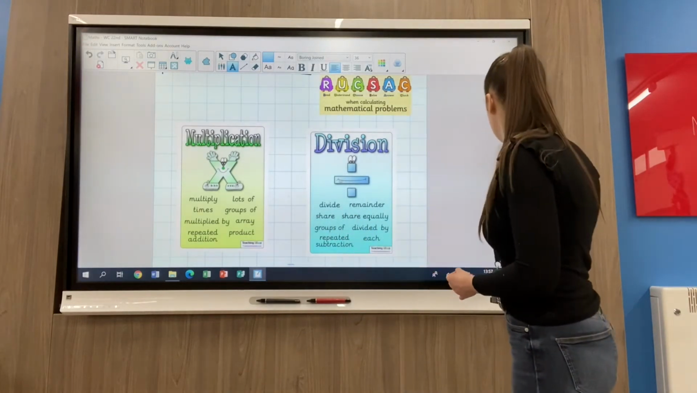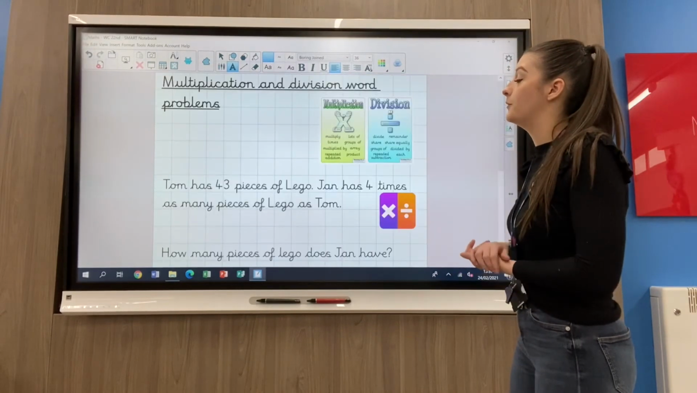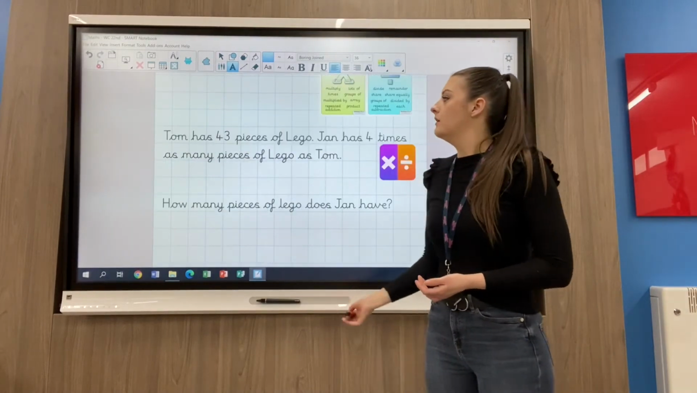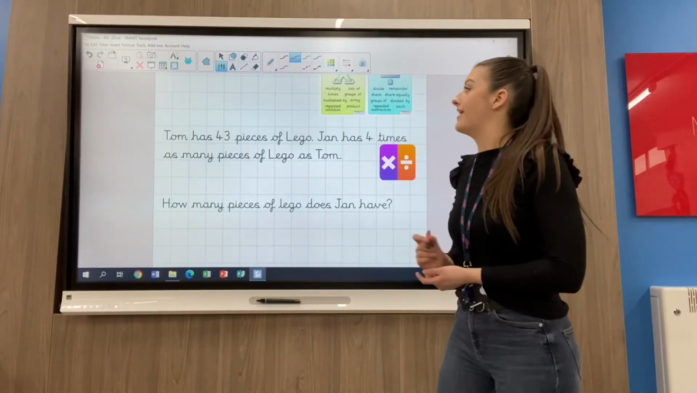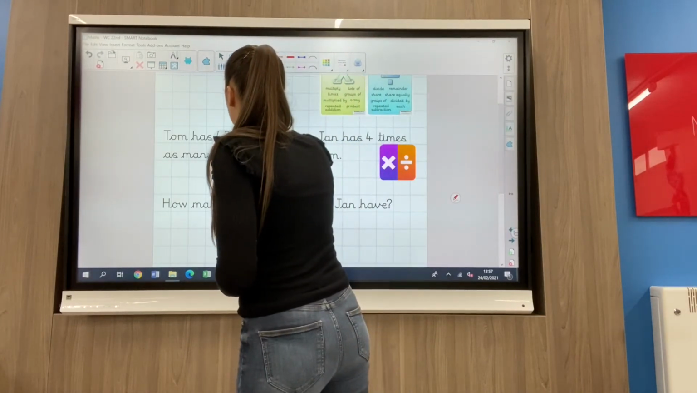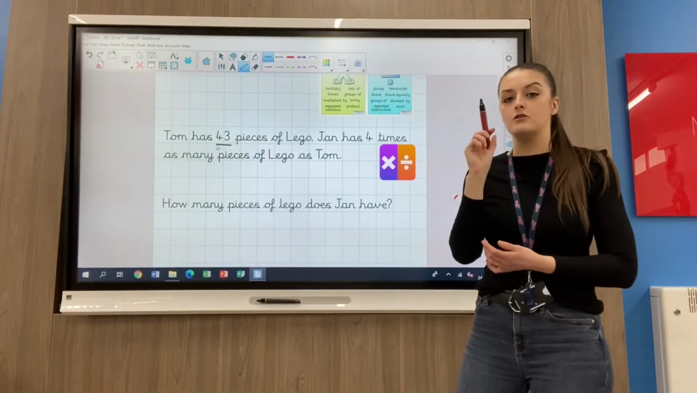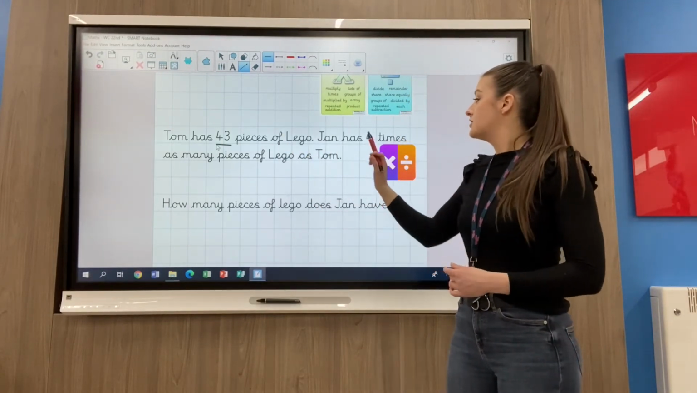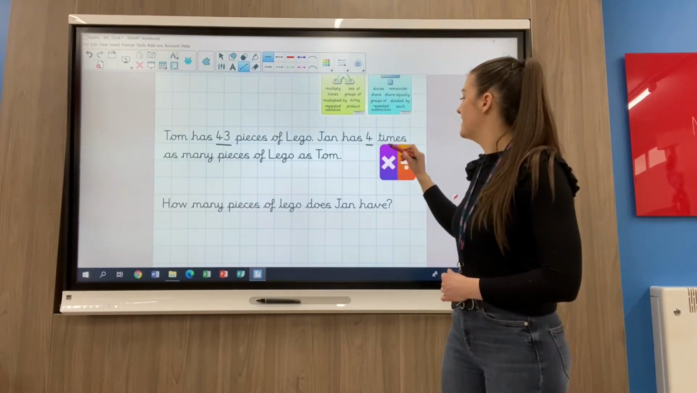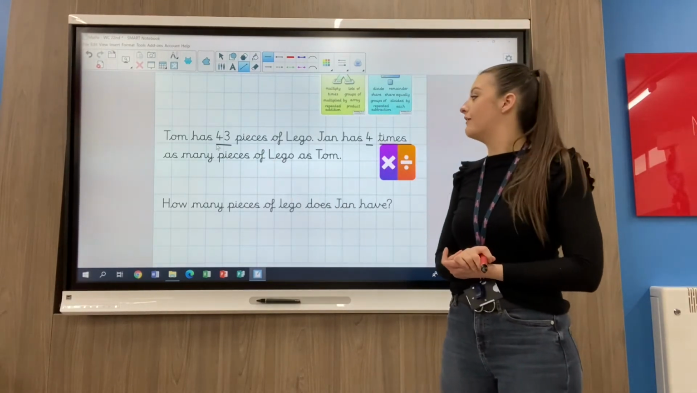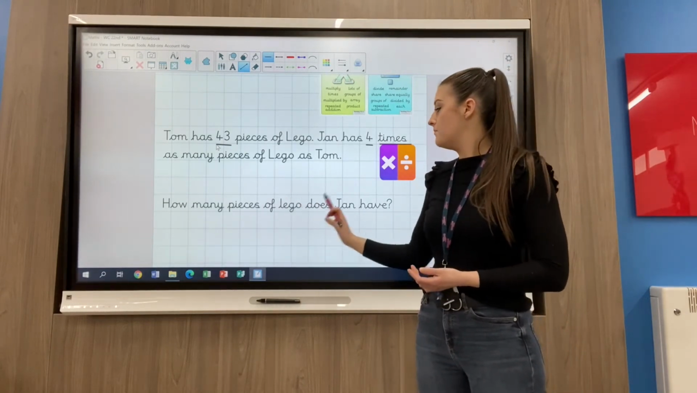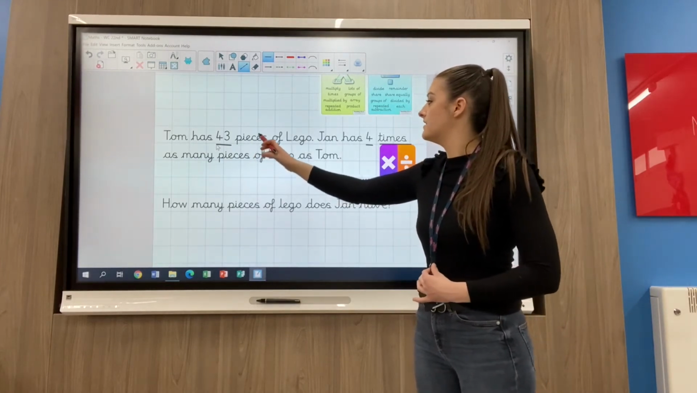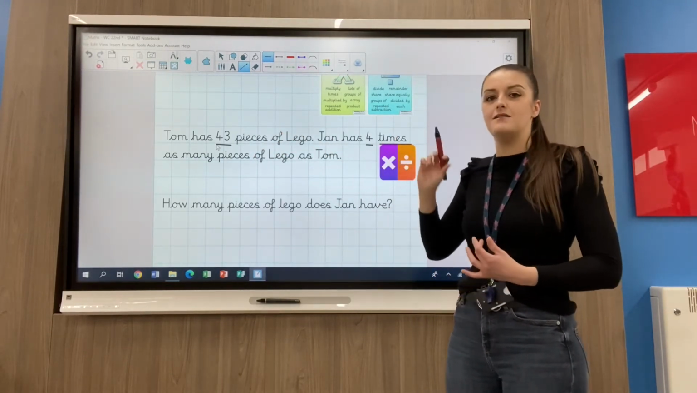So let's have a look at some of the word problems that you've got in your book today. I've got some very similar ones here. So I've got Tom. He has 43 pieces of Lego, and I'm going to underline 43 because I'm going to be using that later. So make sure you underline in with your pencil today. He's got 43 pieces of Lego. Jan has 4 times as many pieces of Lego as Tom. How many pieces of Lego does Jan have? So we know Tom's got 43 pieces, but Jan has 4 times as many.